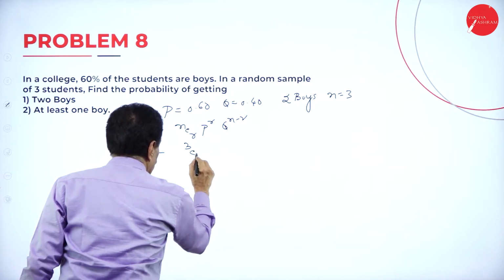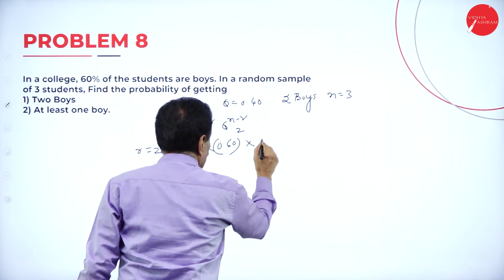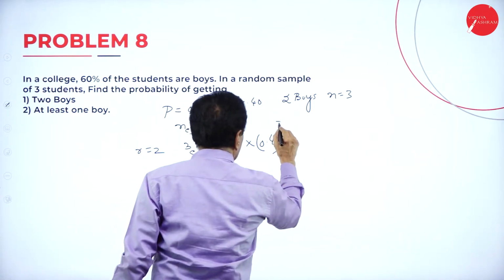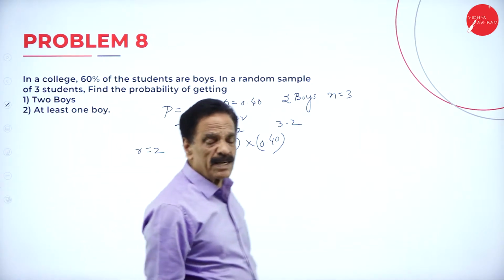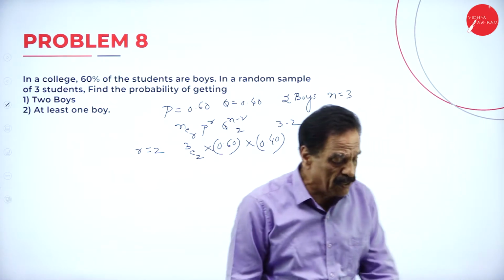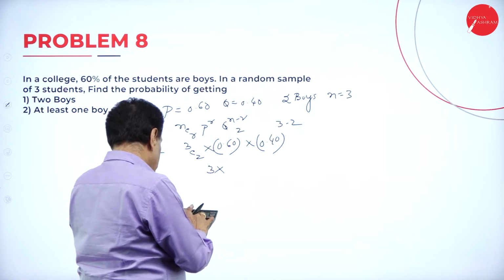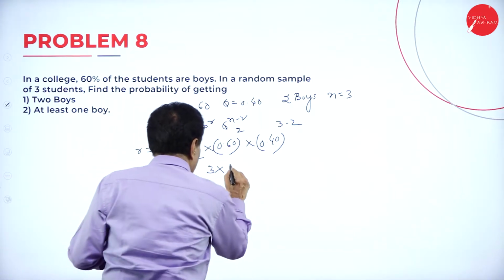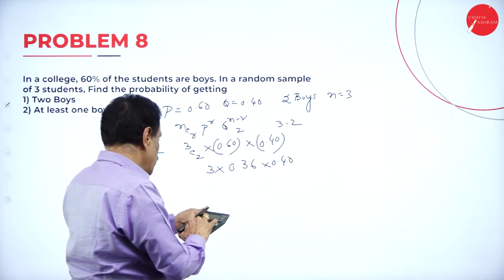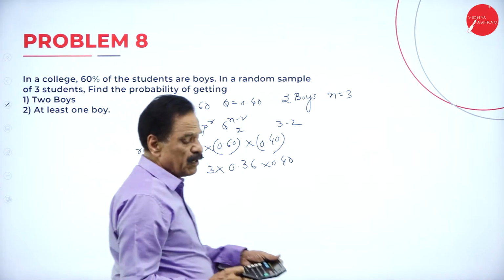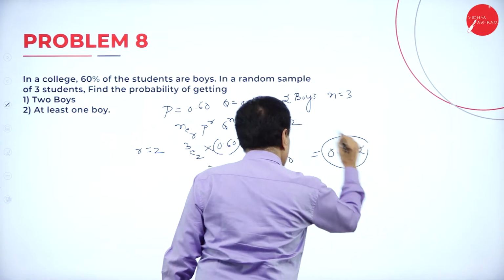n means 3, 3C2. What's your p? 0.60 to the power of 2 into 0.40 to the power of 3 minus 2. This is p to the power of r, q to the power of n minus r. So this is 3C2 into 0.60 to the power of 2, 0.4 to the power of 1. So 3C2 is nothing but 3, 0.60 into 0.60 is 0.36 into 0.40. This is 3 into 0.36 into 0.40. It will work out to 0.432. 0.432 is your answer. This is for 2 boys.